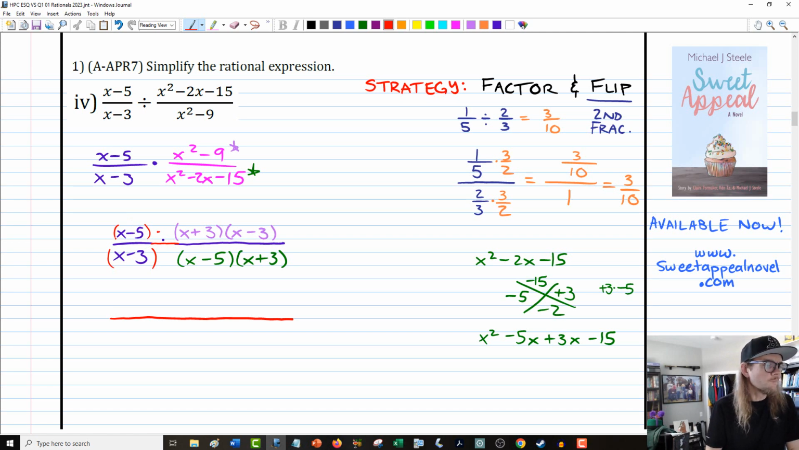So what divides out? Well, x minus 5 and x minus 5 divide out quickly. X minus 3 and x minus 3 go out as well. We talked about that before. And then, whoa, look at that. X plus 3 and x plus 3 divide out as well. That leaves us with nothing. Nothing is remaining.